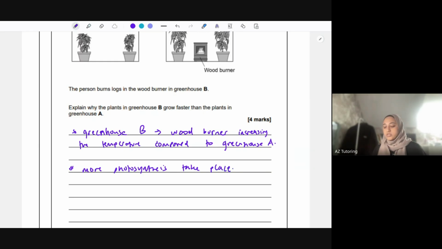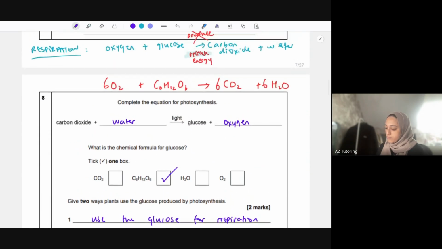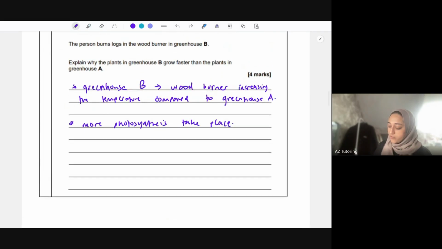So if more photosynthesis is going to take place, think about the equation for photosynthesis. You're producing more glucose, right? If you look here, the oxygen isn't really relevant because the oxygen is getting released off the plant. It doesn't stay with the plant, whereas the glucose stays with the plant. So that's the one you need to talk about in the products, not the oxygen, which is a common mistake by students. You're speaking about the glucose. The glucose is contributing to the growth of that plant. So you would say if more photosynthesis is taking place, then more glucose is being formed. So that's 3 marks.